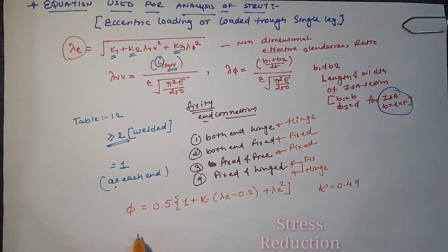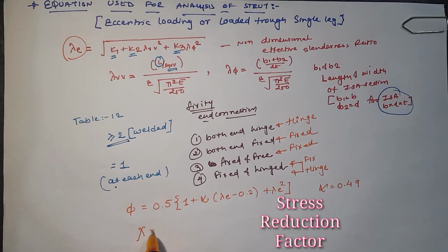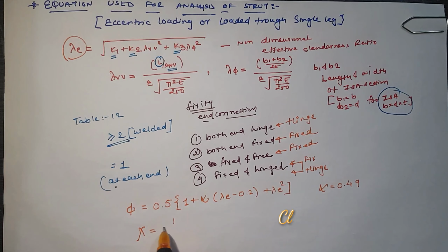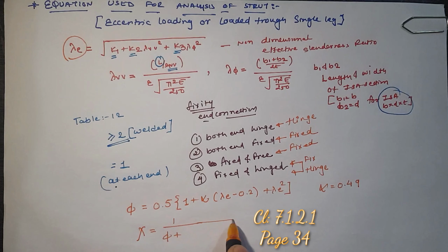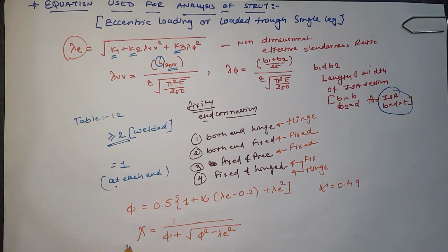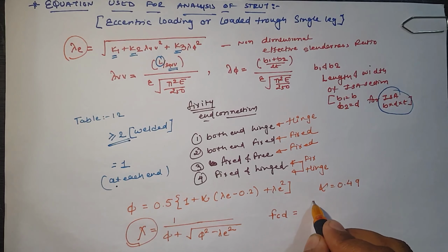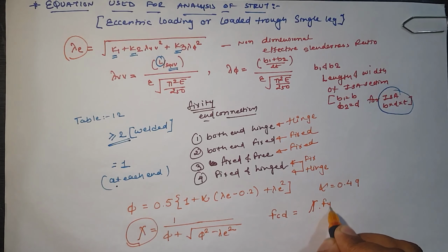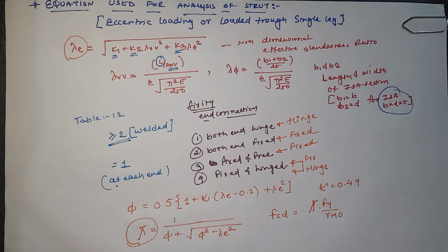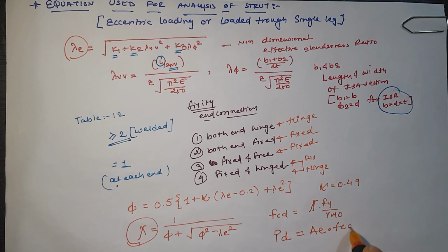factor. Now phi is used in the stress reduction factor chi, which is equal to 1 divided by phi plus square root of phi square minus lambda E square. Once we have the stress reduction factor, we will find out the FCD value, which is the design compressive stress, and design compressive stress is chi into Fy by gamma m0, and we can find out the design compressive load, which is equal to effective area into FCD.